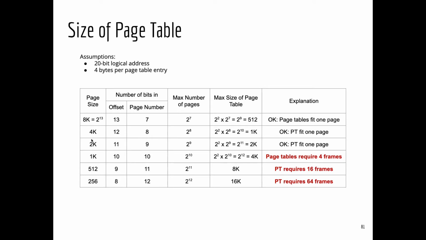And then the same thing for 2K. The same analysis with a 2K page size means the offset requires 11 bits.